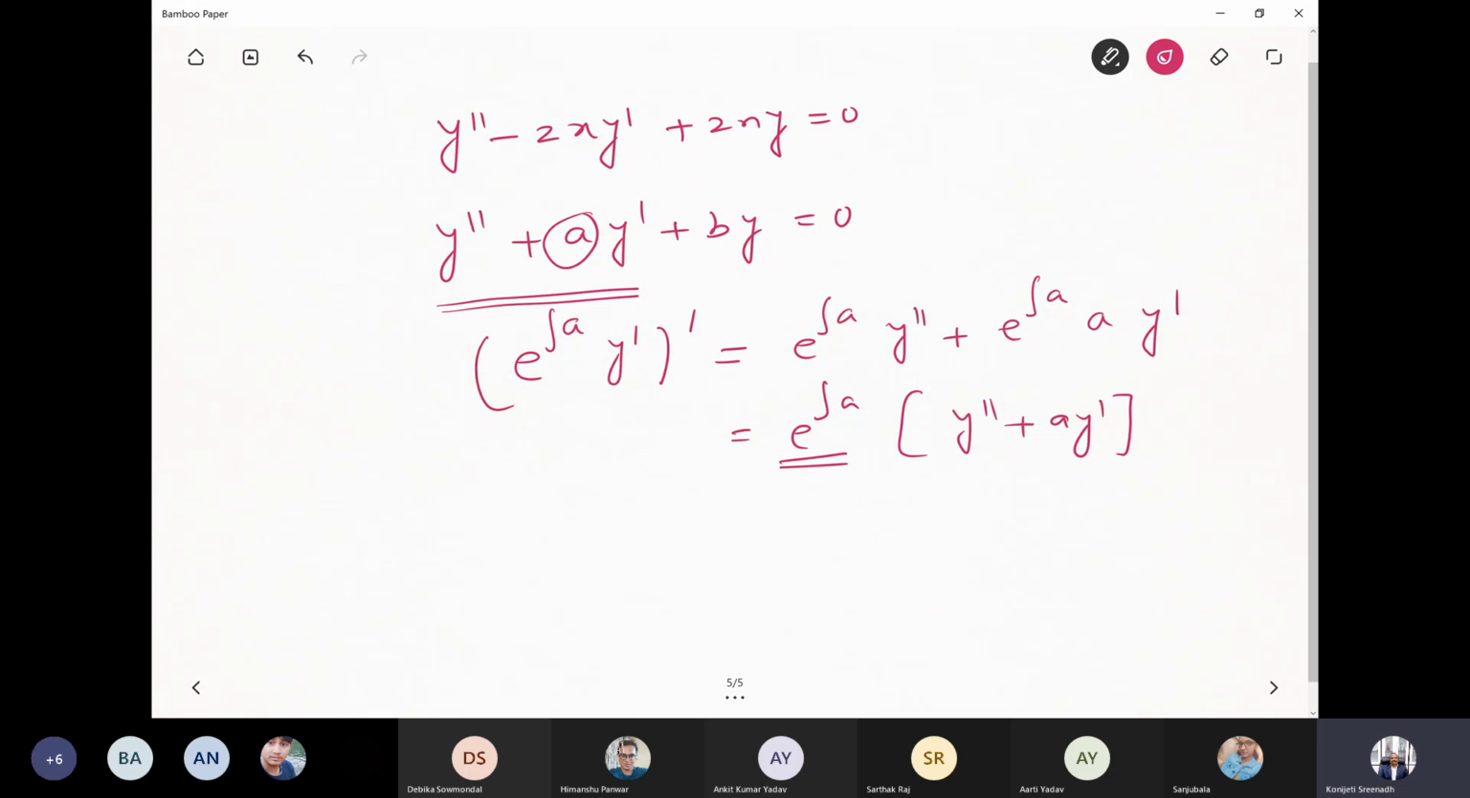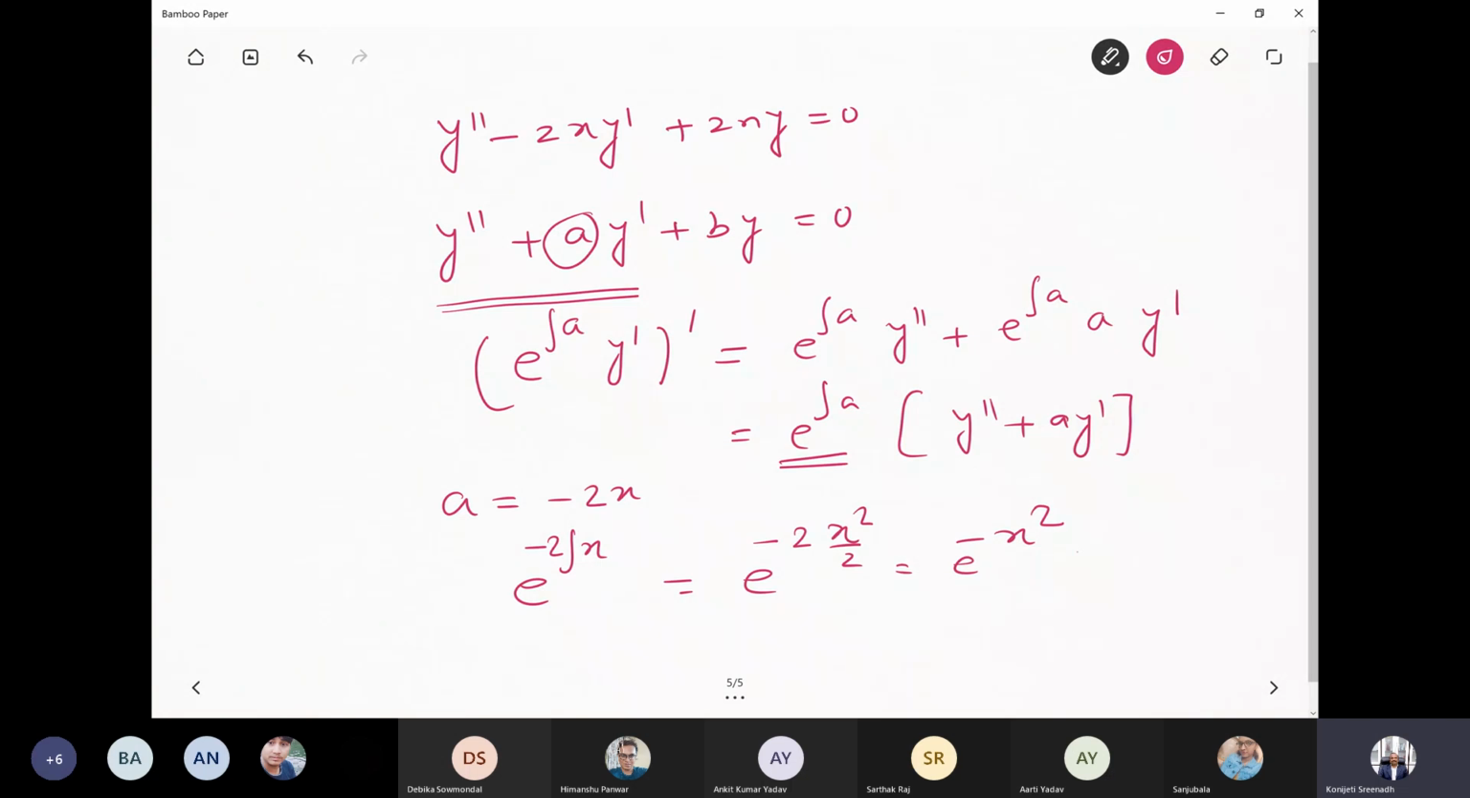In this case a equals minus 2x. Therefore, exponential of integral of minus 2x. The integral of minus 2x is minus x squared. So this is e to the power minus x squared.